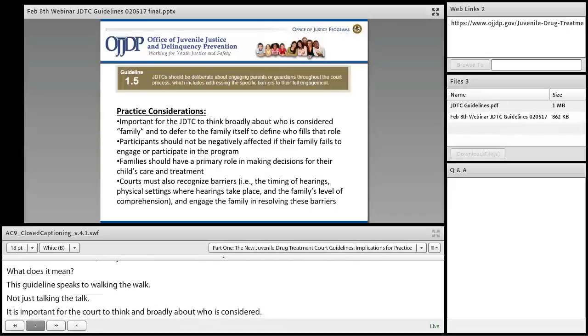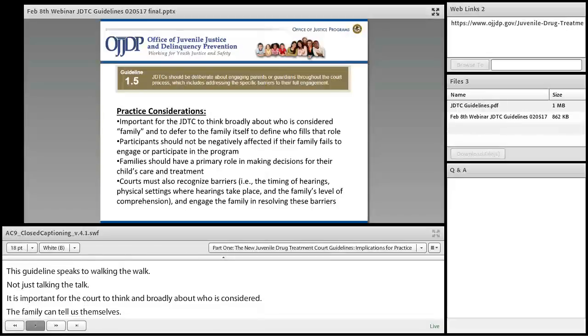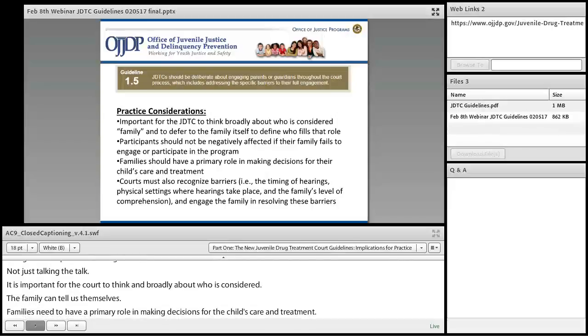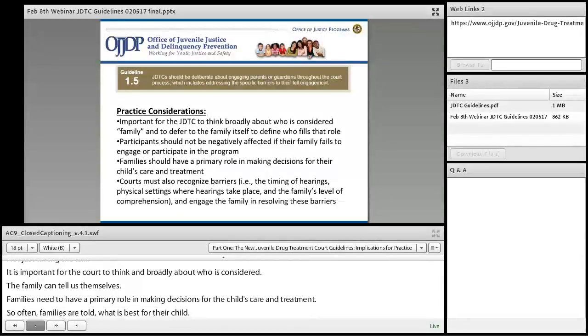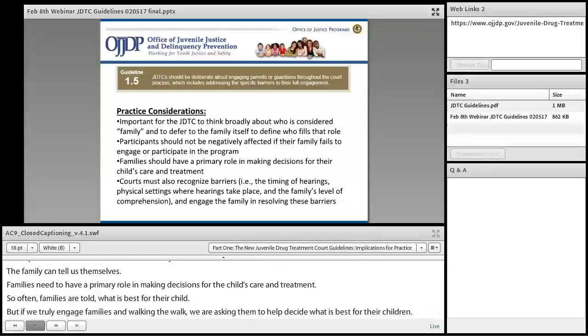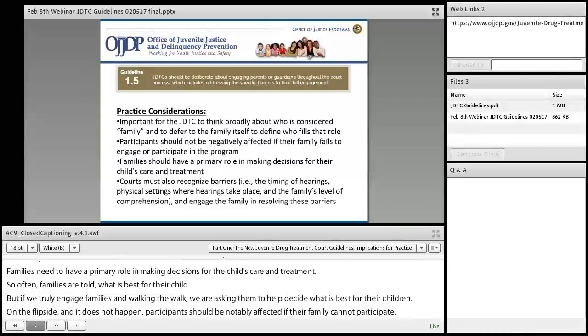Families need to have a primary role in making decisions for their child's care and treatment. So often, families are told what's best for their child. But if we are truly engaging families, truly walking the walk, we are asking them to help decide what's best for their children. And on the flip side, when that doesn't happen, participants shouldn't be negatively affected if their family cannot participate.